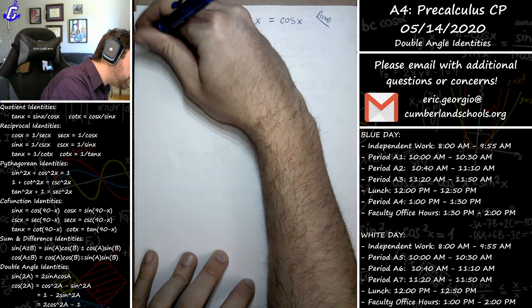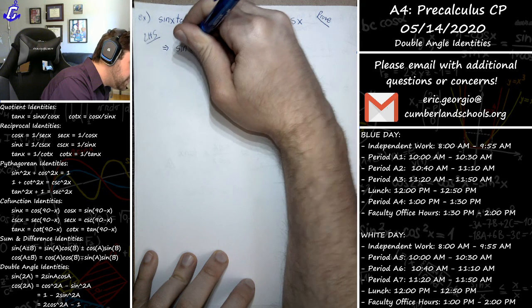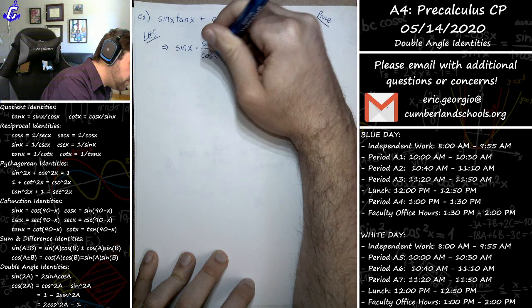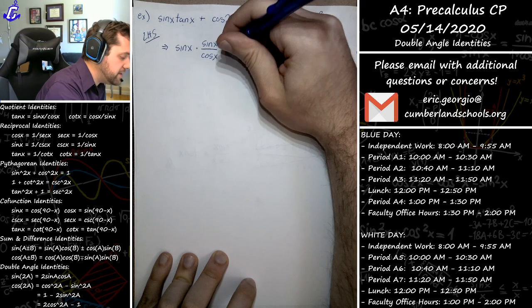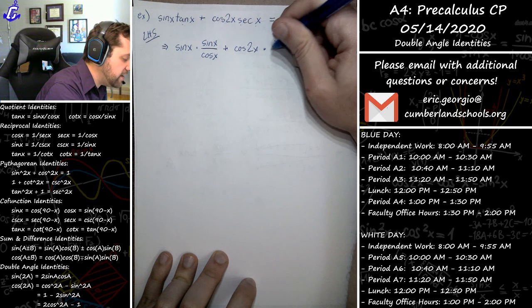I'm going to rewrite this, working with the left-hand side, obviously. I'm going to rewrite this as sine of x times tangent is sine over cosine. That's our quotient identity. Plus, we'll leave cosine of 2x alone for now, times secant. Well, secant is 1 over cosine.